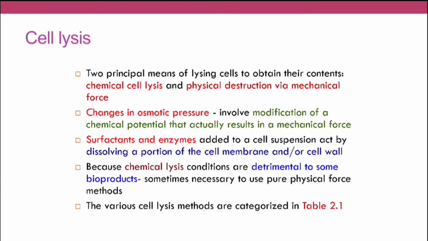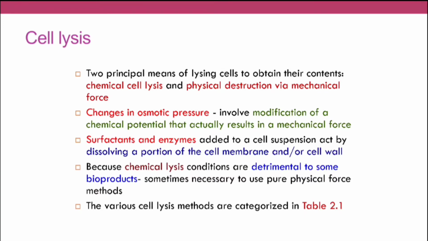Now, how to create cell lysis? There are two principal means of lysing cells to obtain their contents: chemical cell lysis and physical destruction via mechanical force. Changes in osmotic pressure can also be attained, which involves modification of a chemical potential that results in a mechanical force. Surfactants and enzymes can also be added to the cell suspension, which act by dissolving a portion of the cell membrane and cell wall, and they can disrupt the cells.